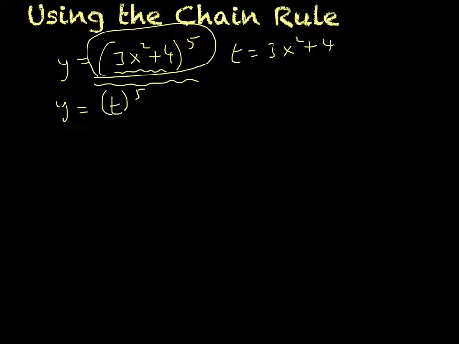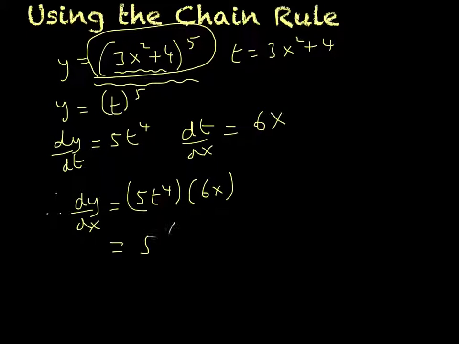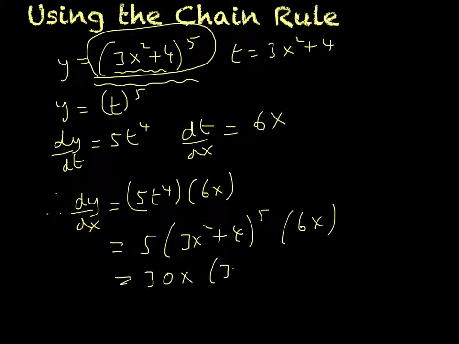So we'll do what we did before. dy by dt then is 5t to the 4. dt by dx is 6x, and therefore put them together, dy by dx is the same as dy by dt times by dt by dx. We didn't start with t, so we can't finish with t, times by 5, 6x, and we end up then with 30x, 3x squared plus 4 to the power of 5, and we're happy.